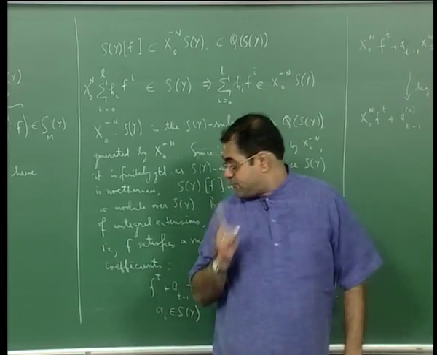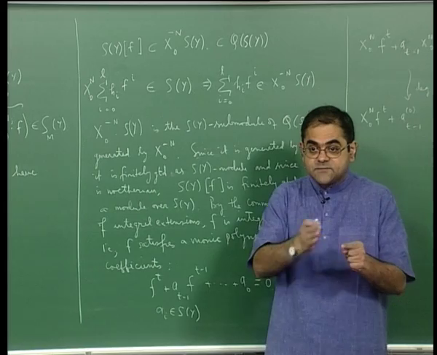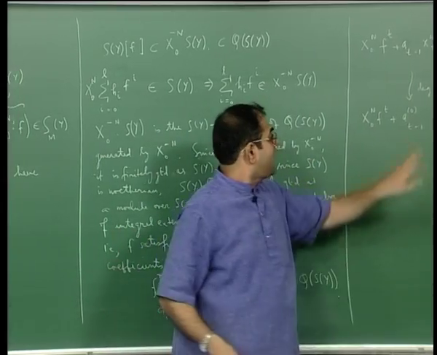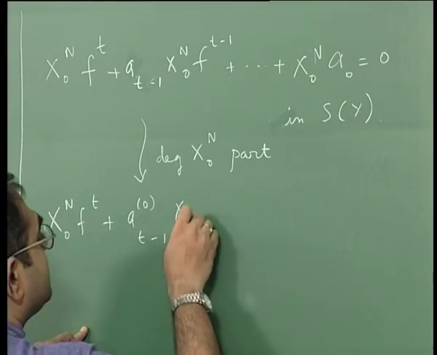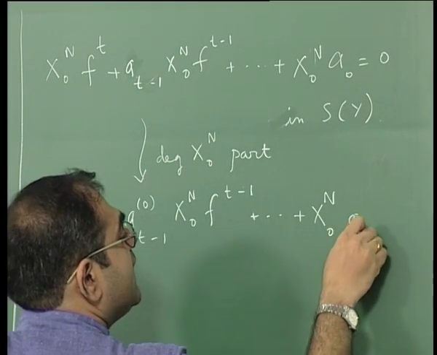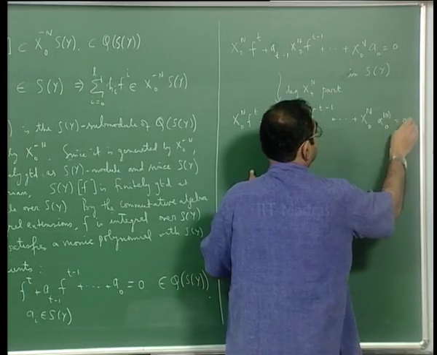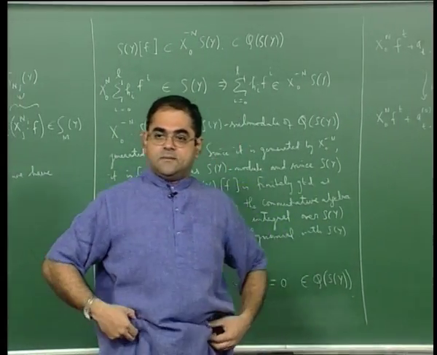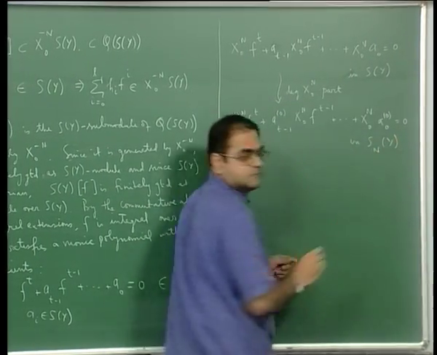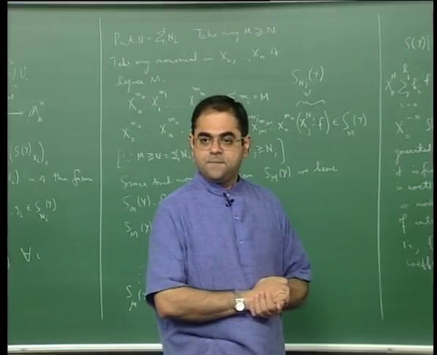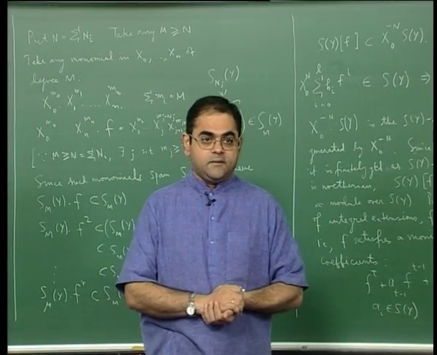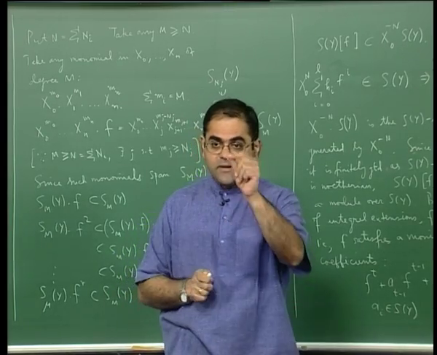See, each a_{t-1} is in SY, and since SY has a gradation, a_{t-1} breaks down into homogeneous parts of various degrees, and I am taking the degree 0 part. Then I will get x0^n f^{t-1} plus and so on, and finally x0^n a_0^0, where a_0^0 is the degree 0 part of a_0. This is also equal to 0, and this will happen in the degree n piece. This is because, mind you, whenever you have a graded ring, an element in that ring is 0 if and only if every homogeneous piece is 0.